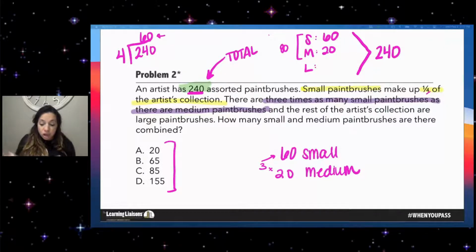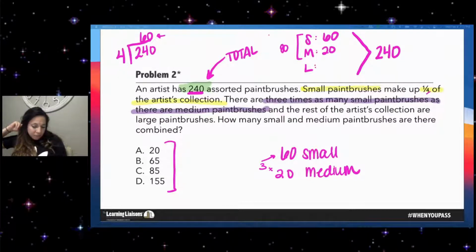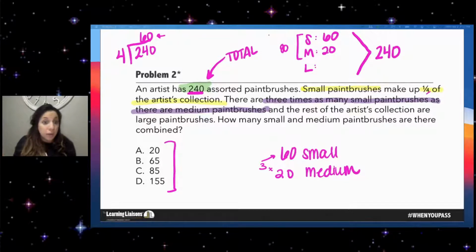So let's go back and look at that sentence. There are 3 times as many small paintbrushes as there are medium paintbrushes. So if we multiply that 60 times 3, that's going to give us 180, and that wouldn't be correct, which means when I developed this problem, I didn't quite make the answer choices correct is what happened.